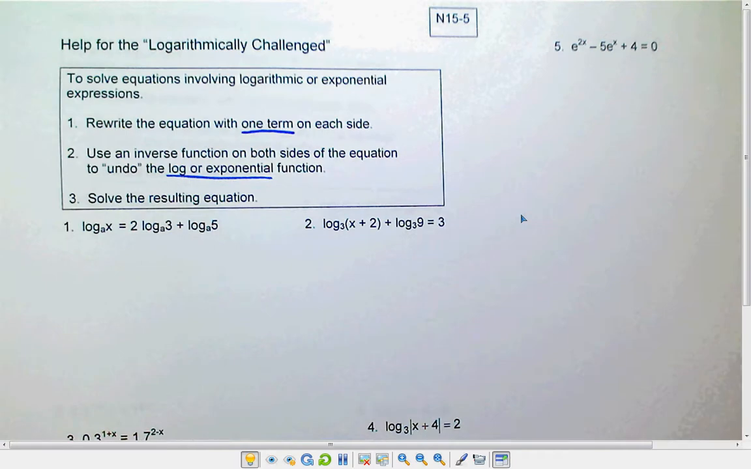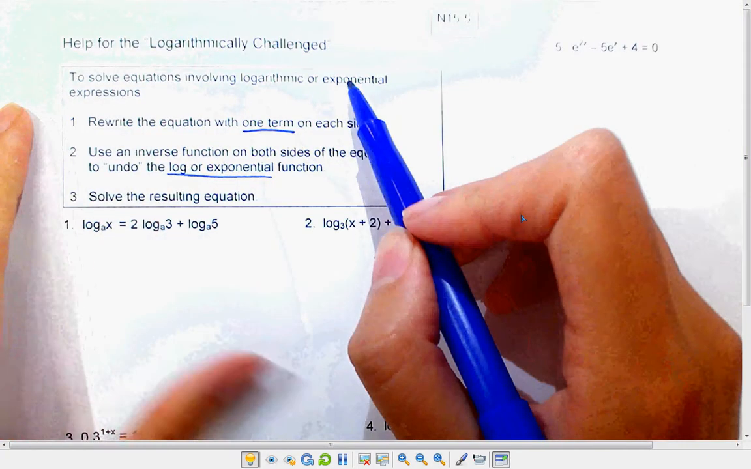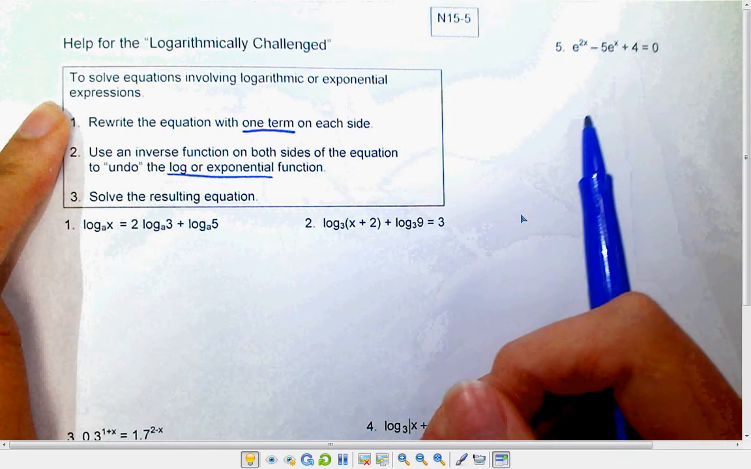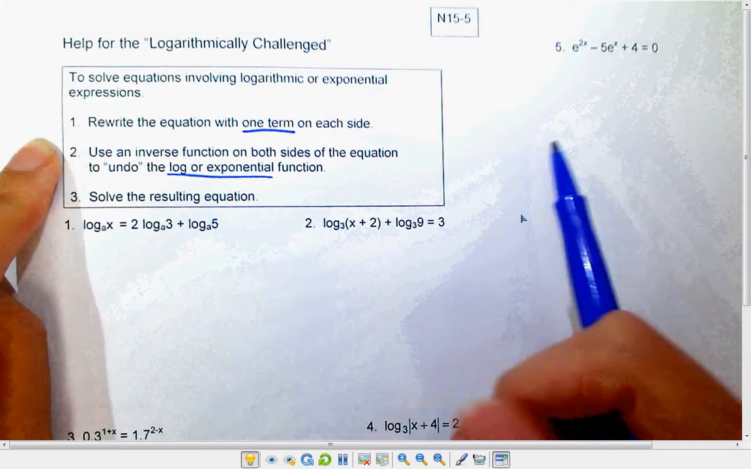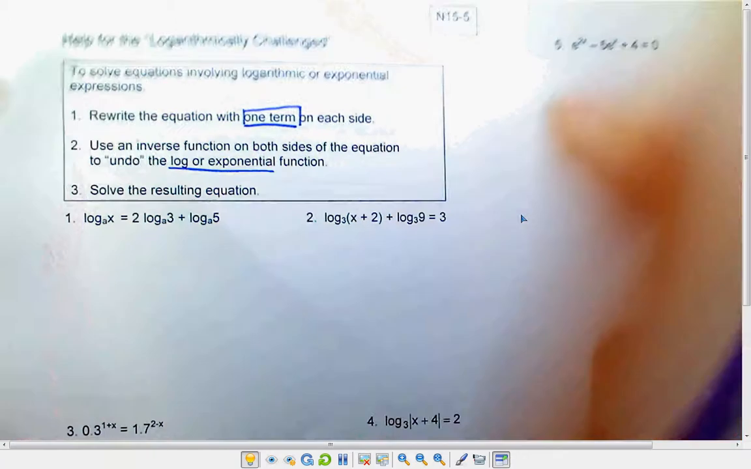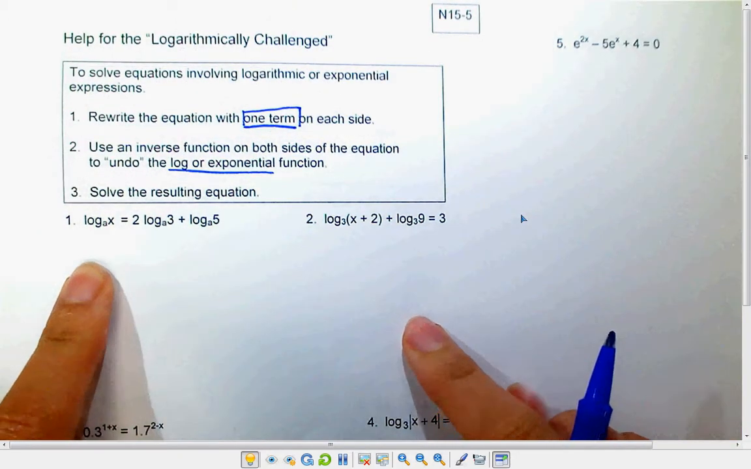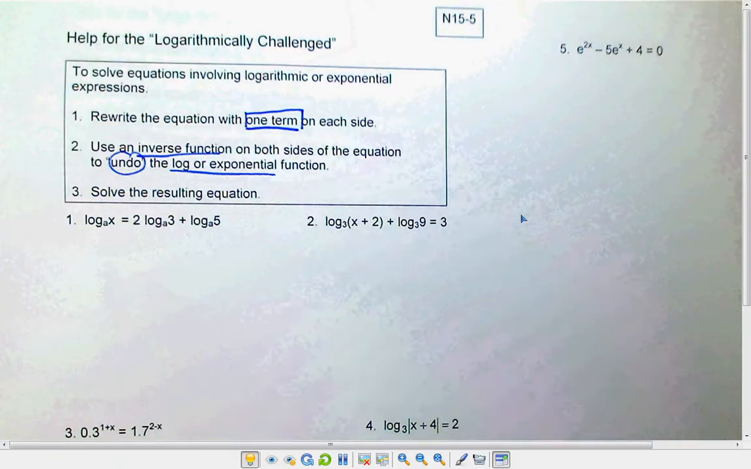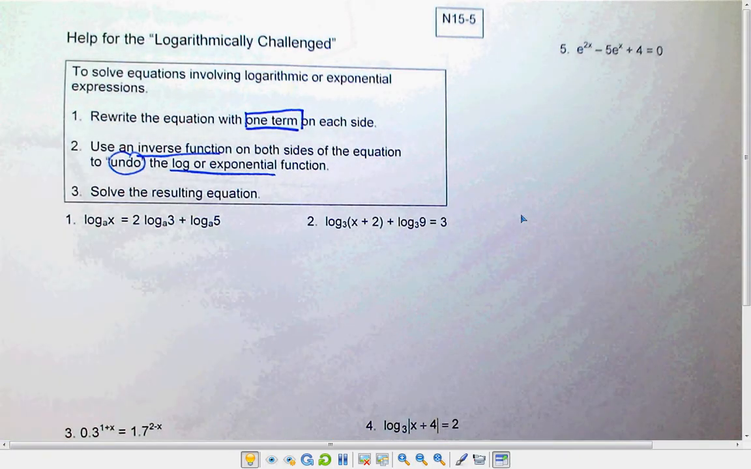Today's lesson is again solving logarithmic or exponential functions. So we're going to do some of the same types of problems to review and also a couple of new types of problems. For both types of problems, we're going to always start off by rewriting our equation with one term on either side. And then we're going to use our inverse function to undo either the log or the exponent. And finally, we're going to solve just using algebra.